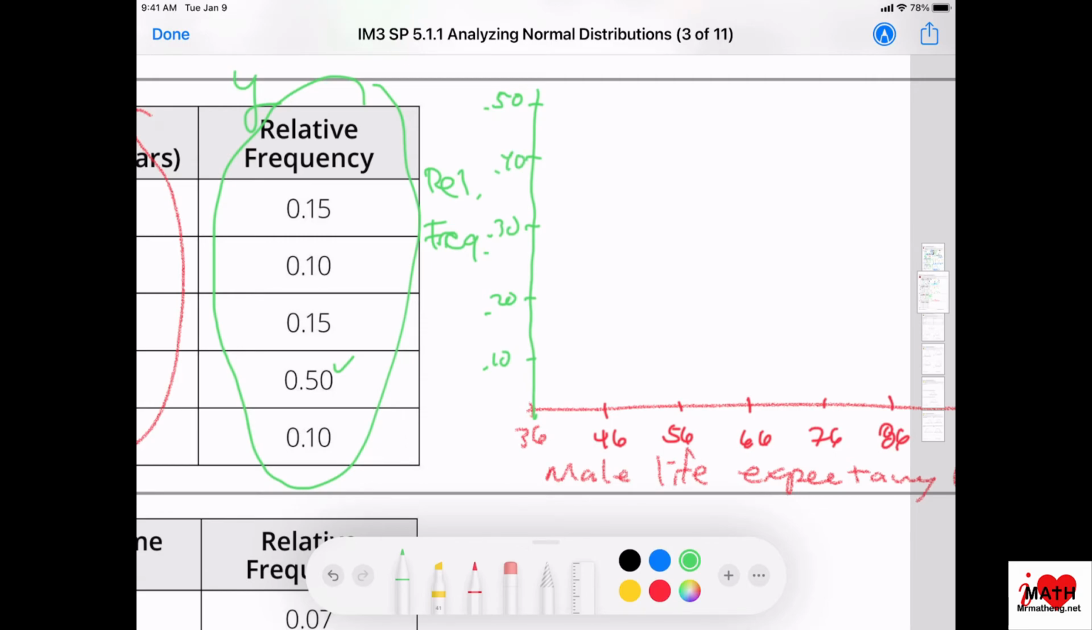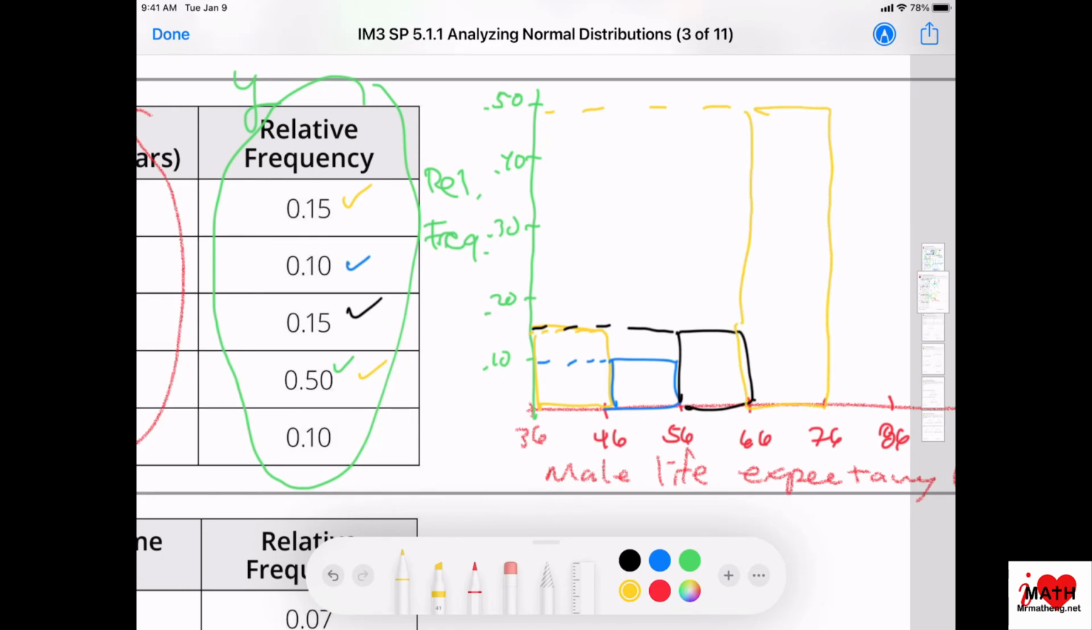And then the first one, 0.15, 0.10, 0.15, 0.50, and then 0.10. Let's go back, clean those up.